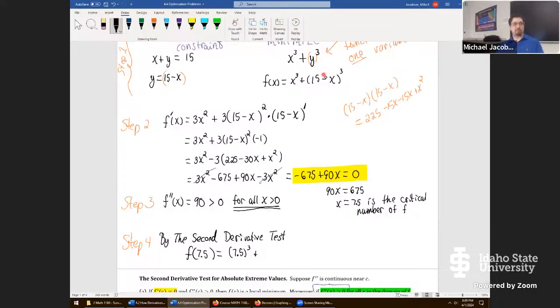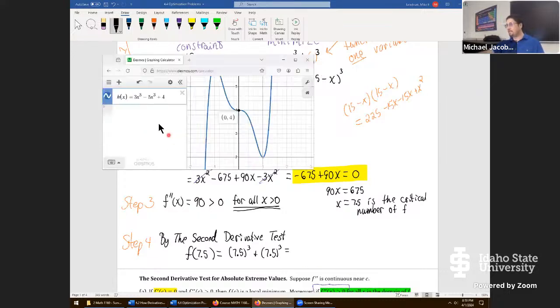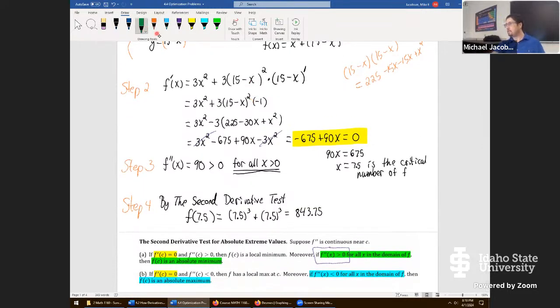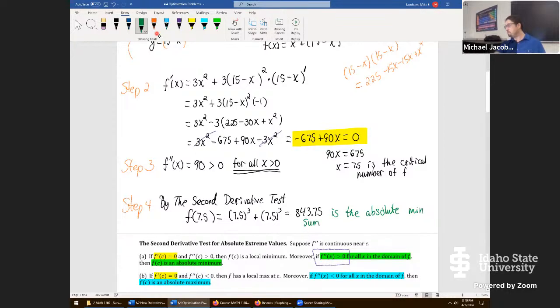So that's kind of the easy part of this problem. We kind of knew what we were expecting to start. So 7.5 cubed. Now let's go back to the calculator. We have really just 2 times 7.5 cubed. We combine those like terms. And it minimized at 843.75. And that is the absolute minimum sum of cubes in this problem.